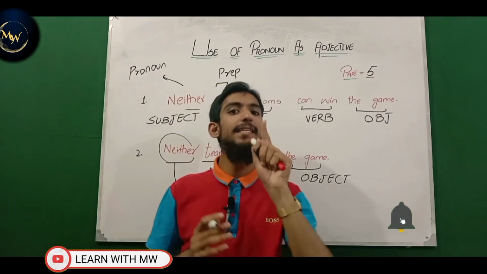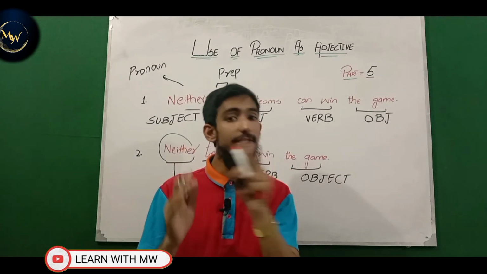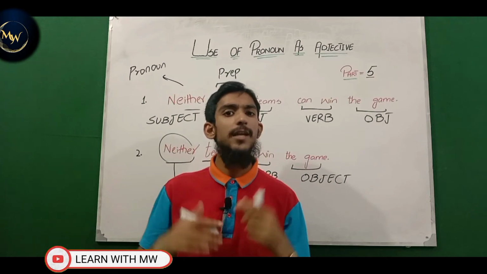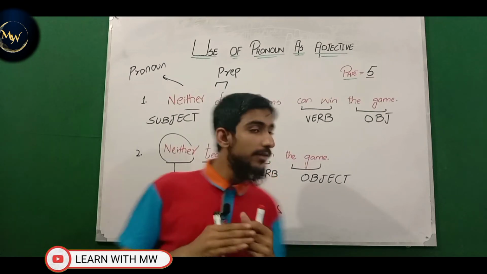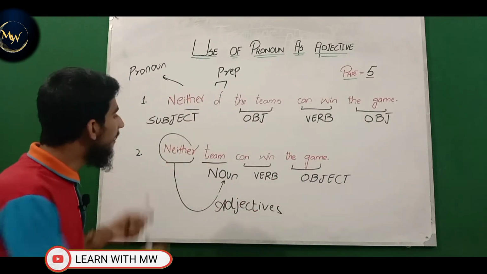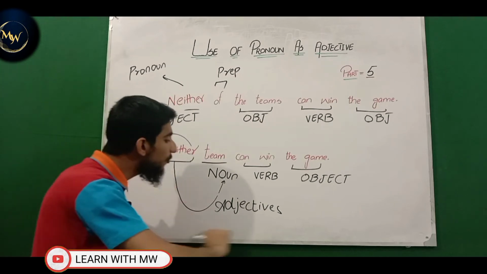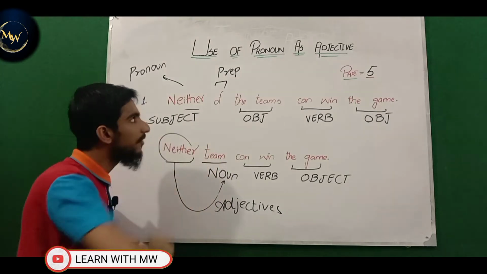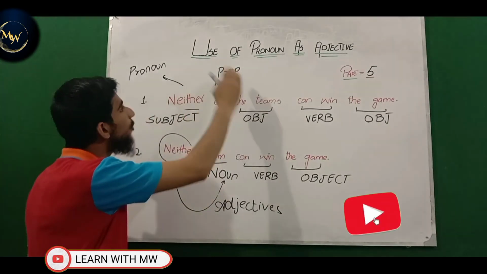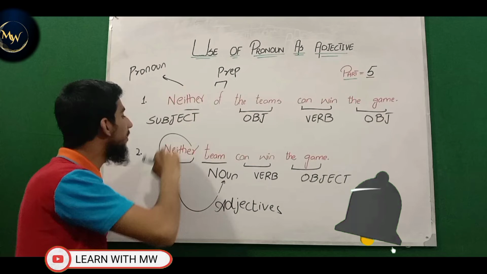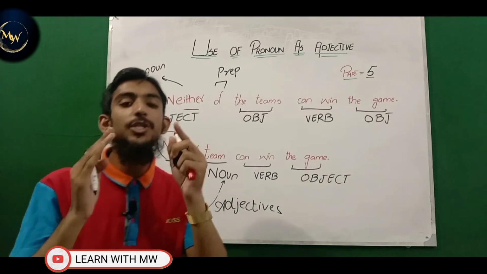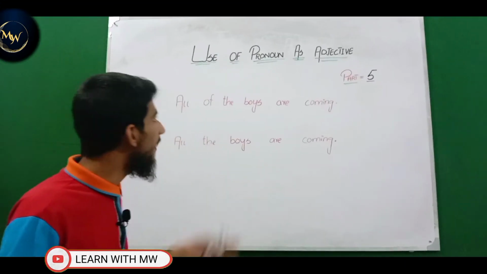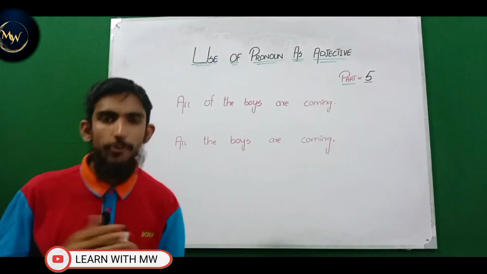We have discussed that either and neither are basically distributive pronouns in English grammar because they refer to a person or thing one at a time. But look at these examples: neither and either are also used as adjectives because they add meaning to the noun team. So we have learned the concept of use of pronoun as adjective in English grammar, that a pronoun can also be used as an adjective. Now in this slide we will also learn this concept.